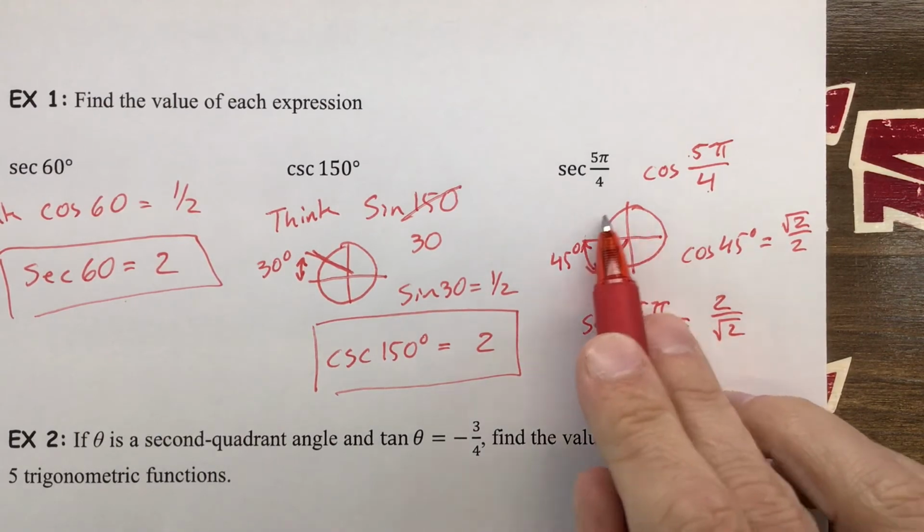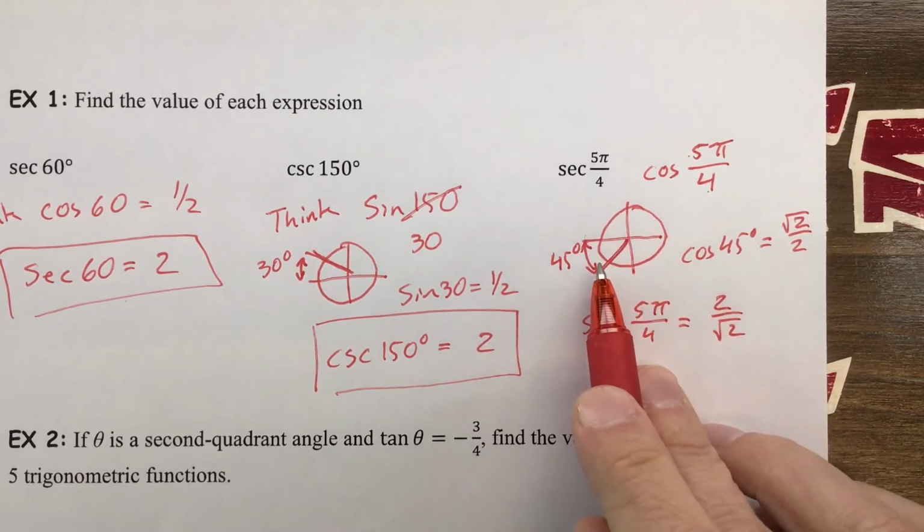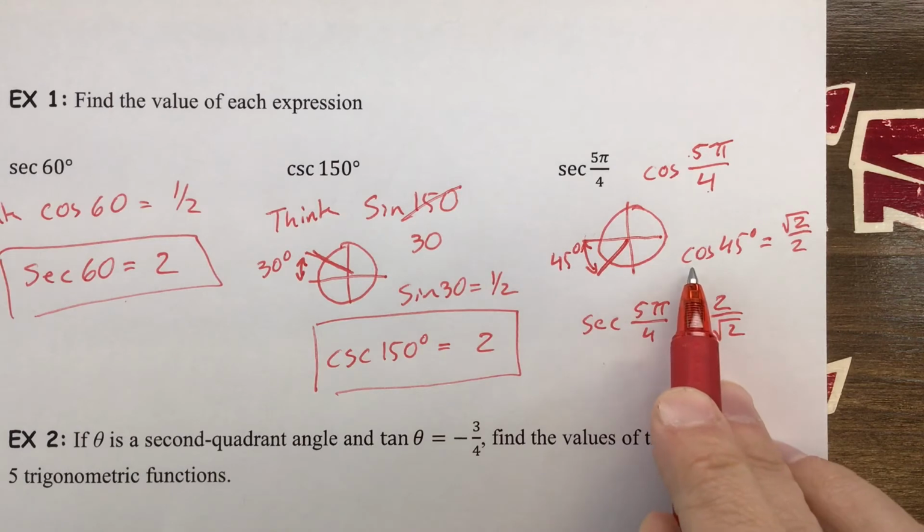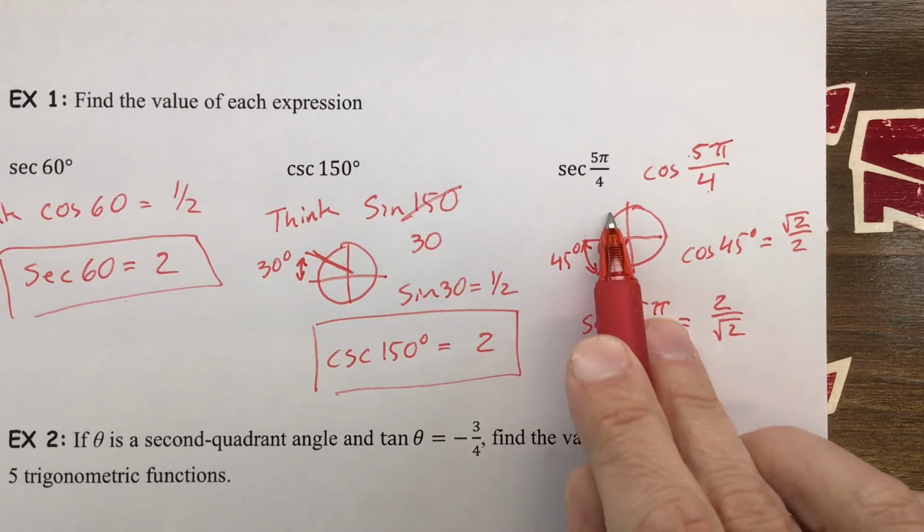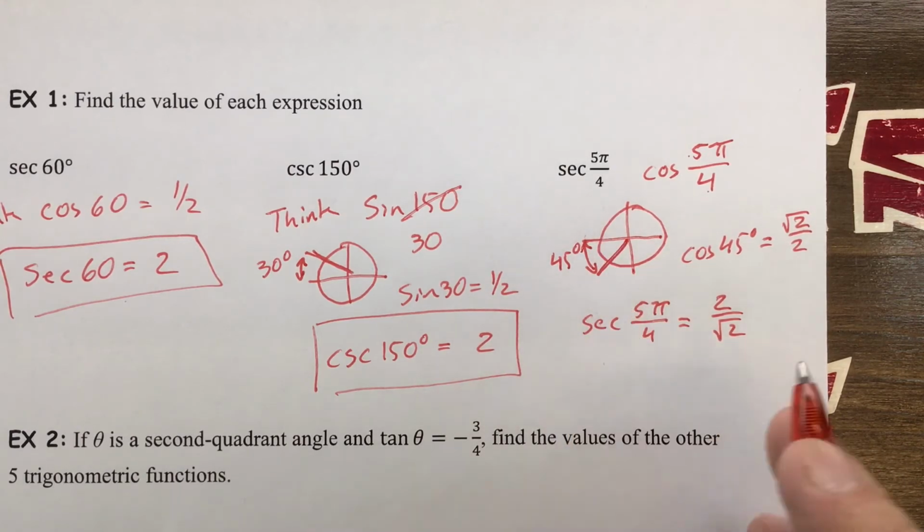And we got to check our quadrant. We're over here in quadrant 3. For cosine, these two quadrants, 2 and 3, are actually negative numbers. So it would be a negative 2 divided by square root 2.